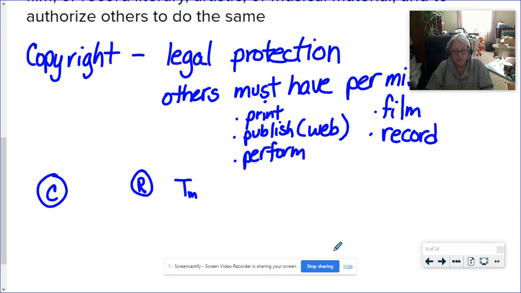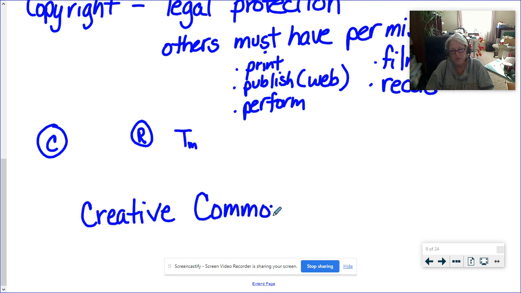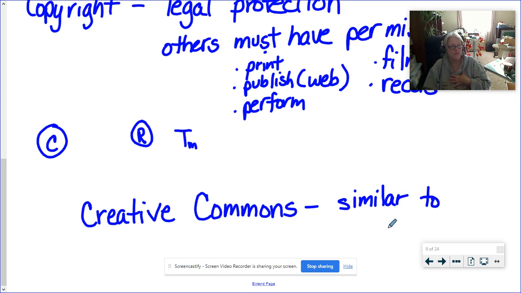So how do we get around this? We use a filter to look for things that have Creative Commons instead. This is a thing that you are going to get very, very familiar with, especially as we look at images. This is similar to copyright. It's a way for you to protect things if you're an artist creating things.